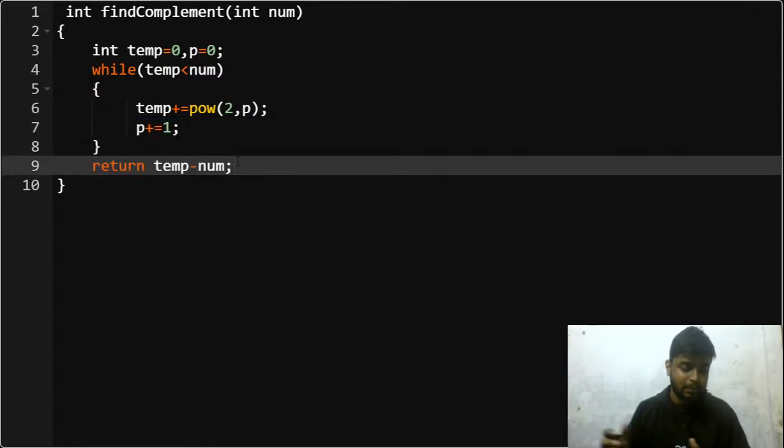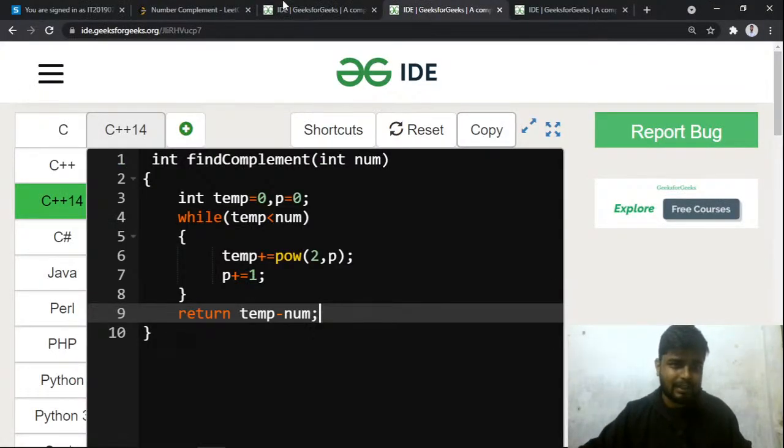In this way I'll be able to get the flipped number, the complement of this number, right? So is this much approach clear to everyone?